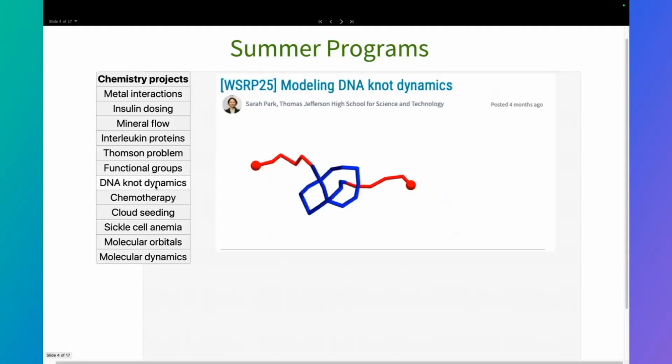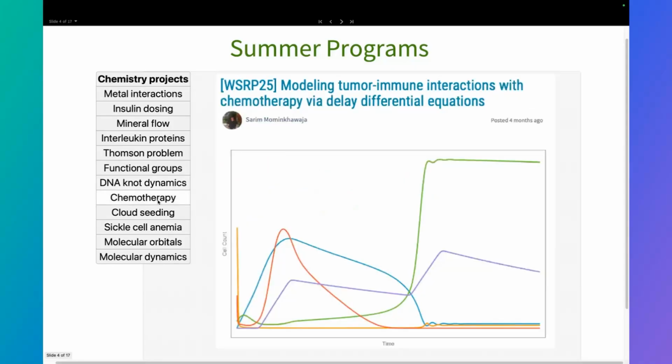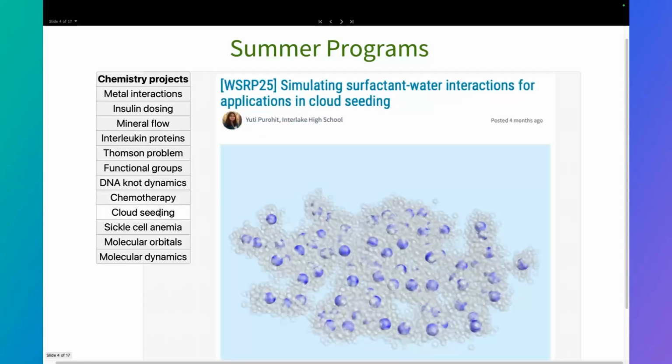Sarah was working on DNA knot dynamics. So these are knots that were formed by actual DNA molecules. Sarim was looking at tumor immune interactions with chemotherapy using differential equations. UT was looking at cloud seeding and specifically the surface water interactions in cloud seeding and looking at it from a discrete molecular point of view to complement experimental work that she had done.